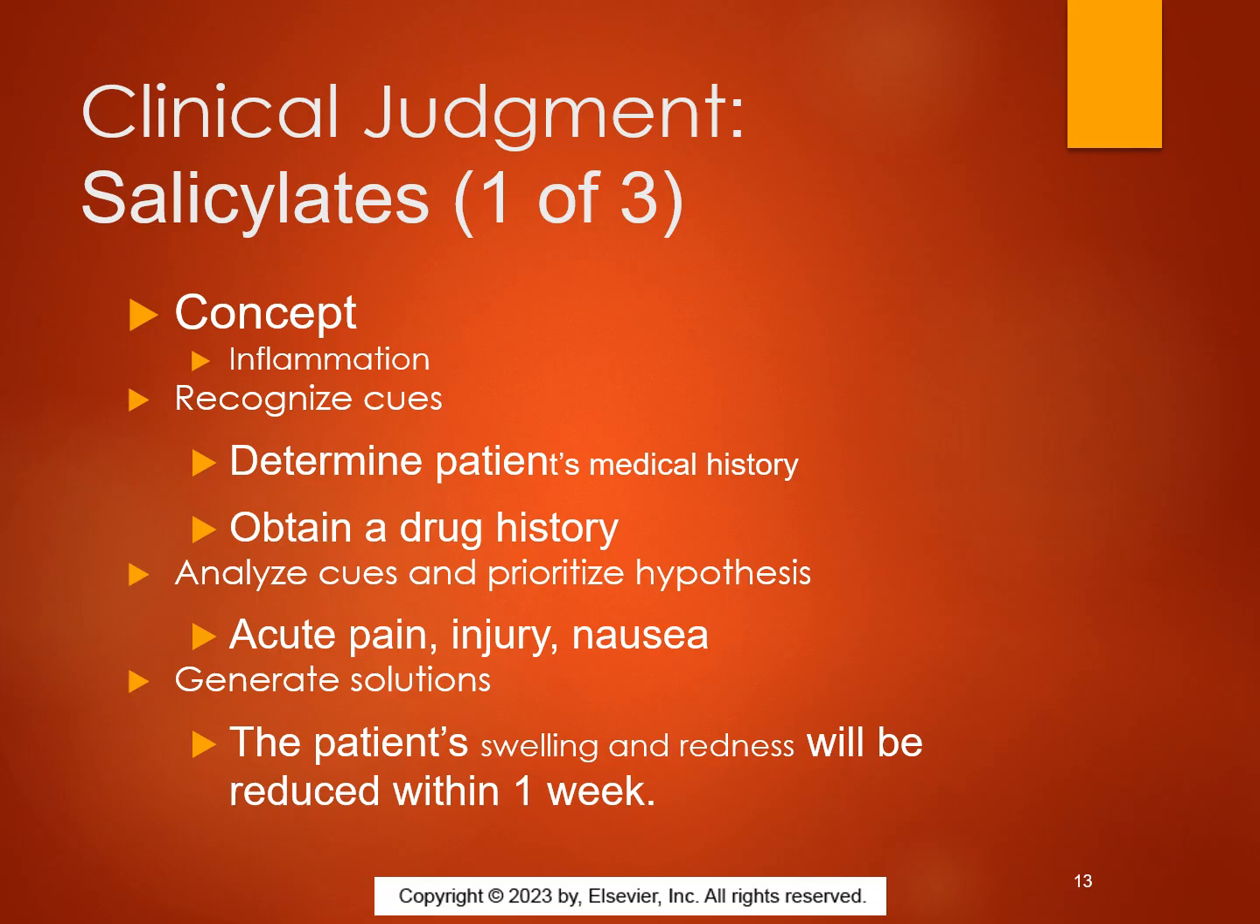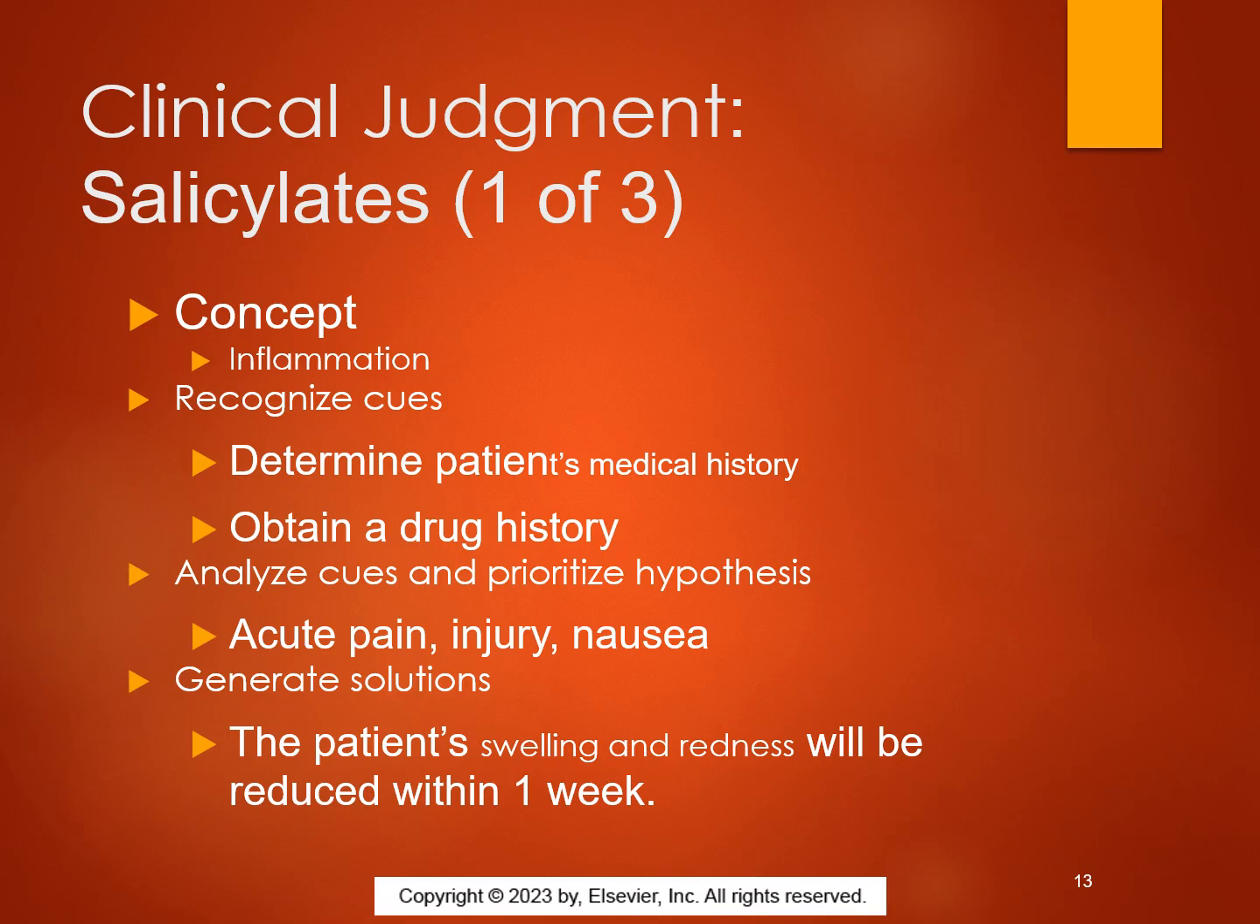First of all, determine the patient's medical history. History tells us why inflammation might be happening. We want to ask about their chronic conditions. Do they have a history of arthritis, gout, any kind of autoimmune disease? A recent injury or surgery? Kidney or GI disease, that's going to be really important for medication choice.